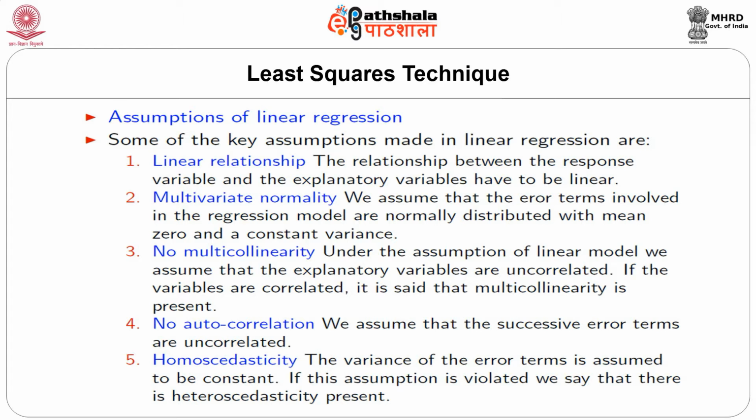We also assume that there is no autocorrelation in the error terms. What this means is that the successive error terms are uncorrelated. And the final assumption is that of homoscedasticity, or the assumption that the variance of error terms is assumed to be constant. It is this assumption which is, when violated, we say there is heteroscedasticity present.